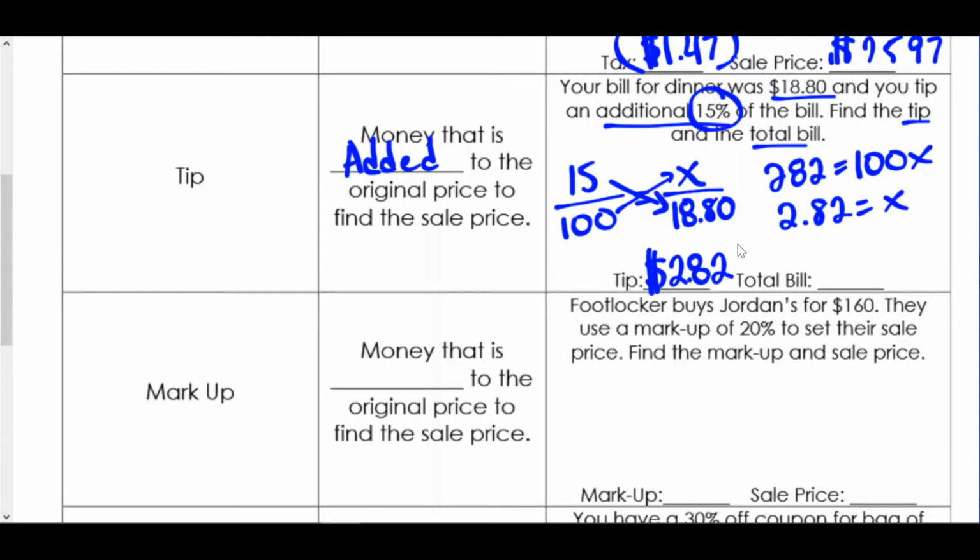Sometimes we'll be asking just for the tip. Sometimes we're asking for the total bill. This is just the amount that we're tipping. The total bill is the tip plus the original amount of the bill, which is $21.62. Again, double check that, make sure it makes sense. That's just a little bit more. It's about $3 more than the original bill, which makes sense for a 15% tip on top of that much as the original bill.